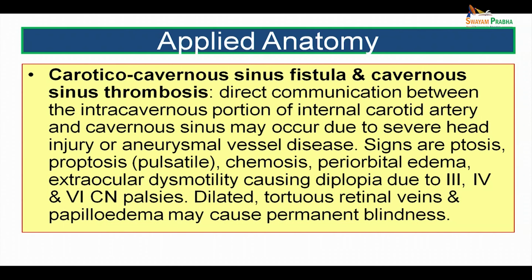In our case study, the person had fallen on the face, so that was a severe head injury which had led to this communication. And the signs of this situation are ptosis, proptosis which may be pulsatile, chemosis, periorbital edema, extraocular dysmotility causing diplopia due to involvement of the third, fourth and the sixth cranial nerves, dilated tortuous retinal veins and papilledema which may cause permanent blindness.